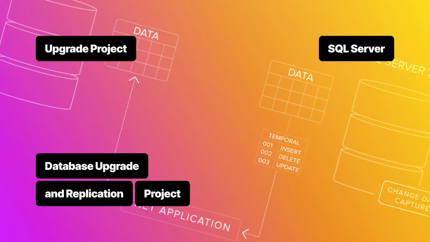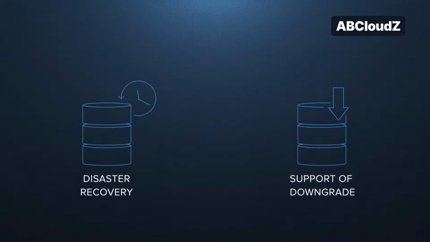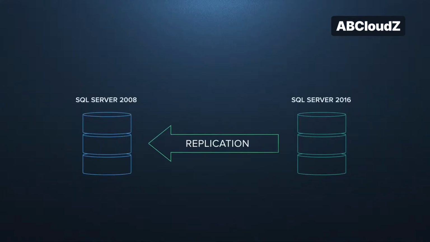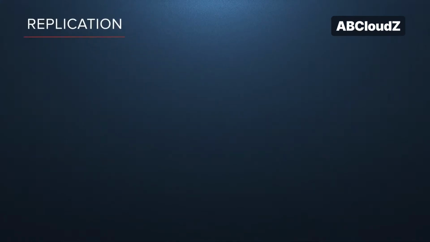A major European bank wanted to upgrade their database system running on rather outdated SQL Server 2008 to the latest SQL Server 2016. At the same time, our customer wanted to include the disaster recovery solution and to foresee the support of downgrade. Thus, we came up with the suggestion to set up the data replication from the upgraded database to the old database instance. Learn more about the non-trivial technical solutions that we use to implement the data replication.